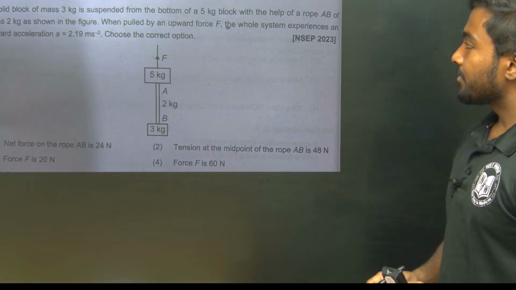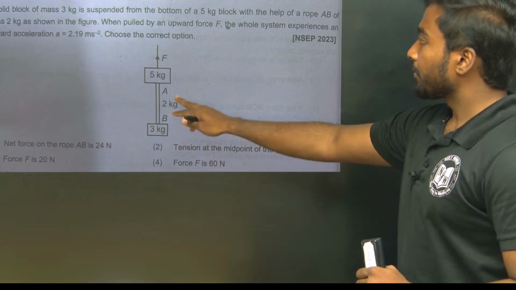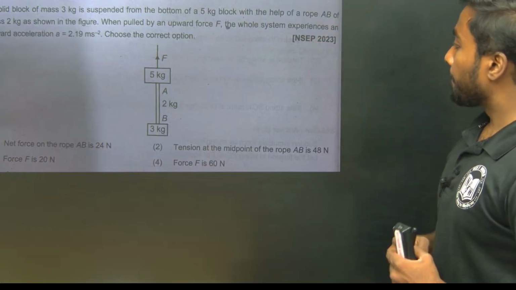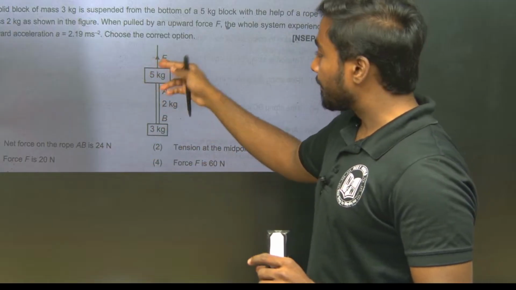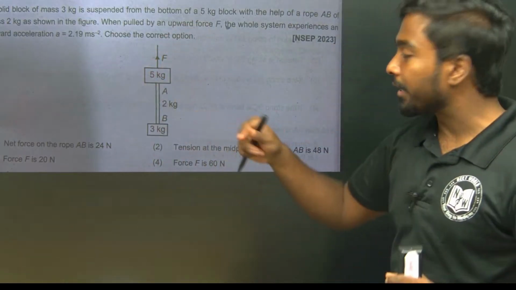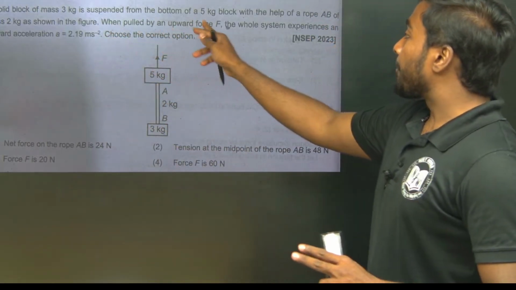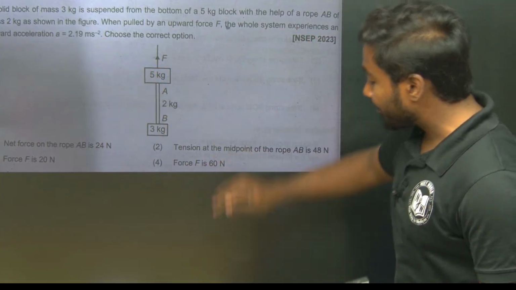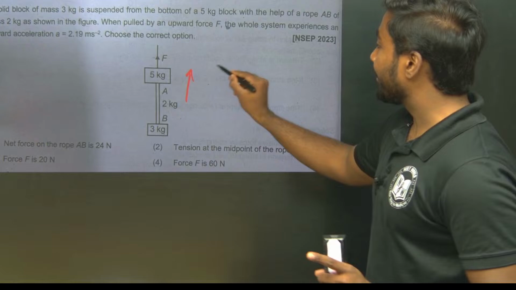Okay. A solid block of mass 3 kg is suspended from the bottom of a 5 kg block with the help of a rope AB of mass 2 kg. So this rope also has a mass. The blocks are connected by the rope, which has a mass of 2 kg. When pulled by an upward force F, the whole system experiences an upward acceleration. So there is an acceleration, but which side? It is upward. This is the acceleration direction.